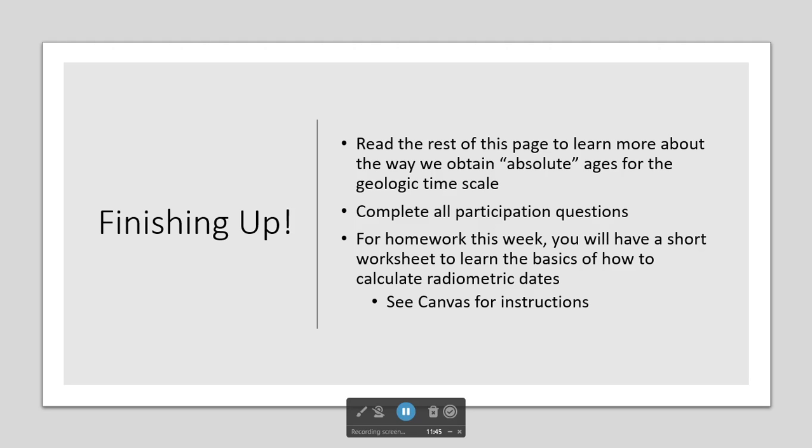To finish up today with our mini lecture, remember to read the rest of this page to learn more about the ways that we obtain absolute ages for the geologic timescale. Complete all of the participation questions, and then for homework this week, you will have a short worksheet to learn the basics of how to calculate radiometric dates. You'll look at Canvas for those instructions.